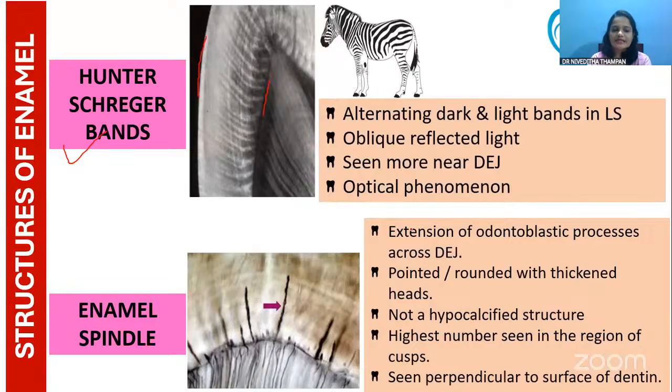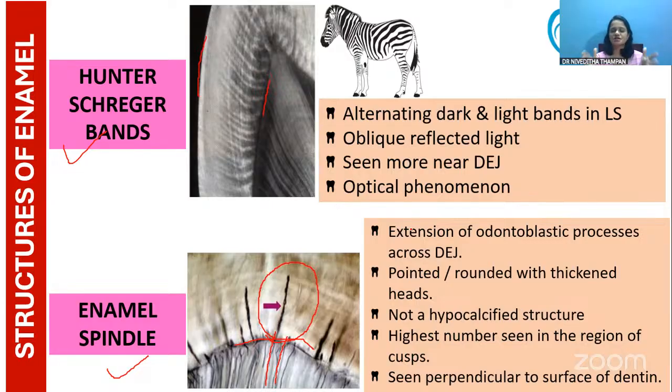The next is the enamel spindle. Enamel spindle is nothing but the extension of the odontoblastic processes. These are the odontoblastic processes, and they extend across the dentinoenamel junction into the enamel as pointed or rounded structures with a thickened head. That is called an enamel spindle. One thing you have to note here is that the enamel spindle is not a hypomineralized structure.